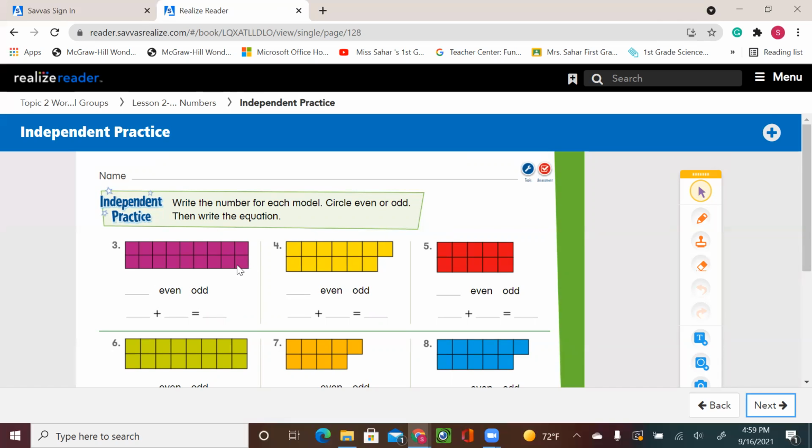Looking at the picture, I can tell right away that each square has a partner, or a pair, so that means it's even. And then when you count, you add the first row and the second row and put your total here. So don't forget, circle even or odd, then put your equation. All right, then we have the next page as well.